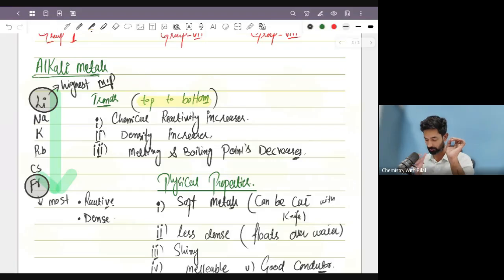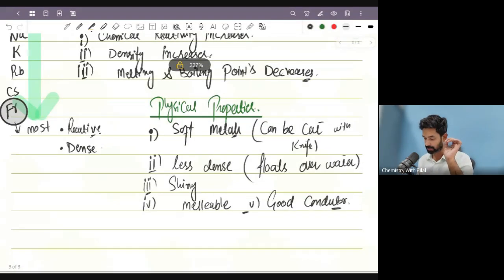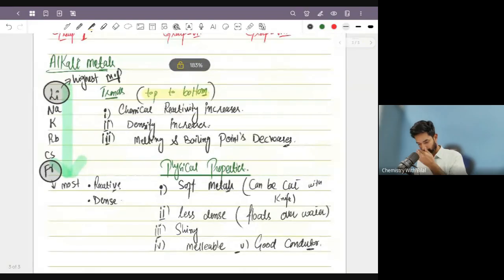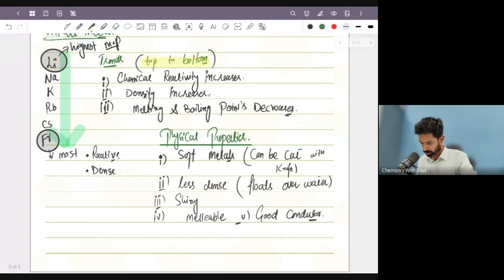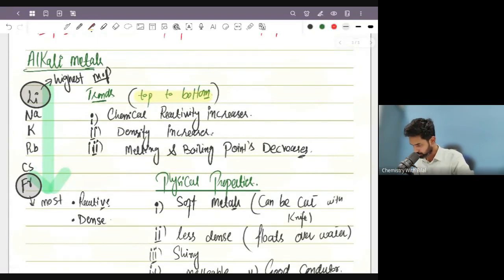I'm talking about lithium. Other typical properties are they are soft metals. Soft enough that they can be cut with a knife. They are very less dense. They float over water. They are shiny. They are malleable, and they are good conductors of current as well. Make sense, everyone? The other important feature is that group 1 elements lose 1 electron.